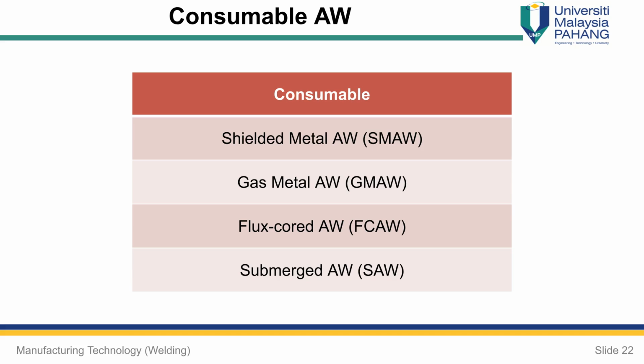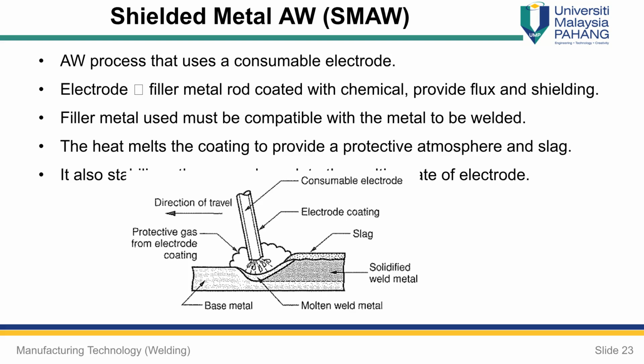Arc welding processes use either consumable or non-consumable electrodes. Consumable arc welding processes include shielded metal AW, gas metal AW, flux cored AW, and submerged AW.